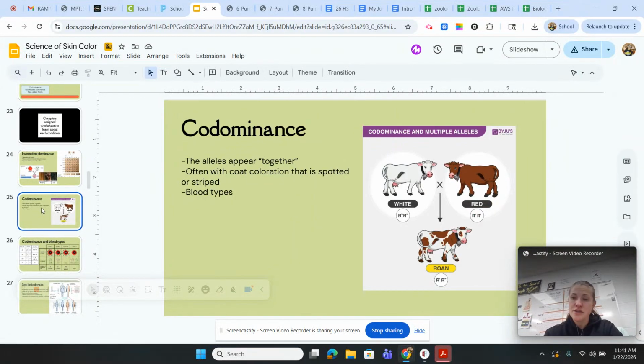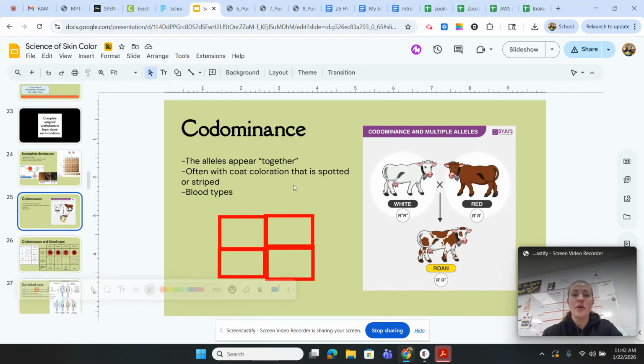Looking at our next trait, codominance, this is when alleles appear together. The example that we use is with cattle, where a white cow that would have 2 of the same allele and a red cow that would have 2 of the same allele, if they breed together, they would make a spotted cow where we can clearly see the red coloration and we can clearly see the white coloration. So that is an example of codominance.